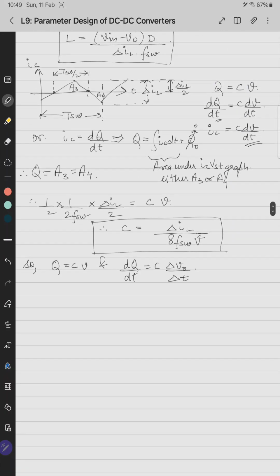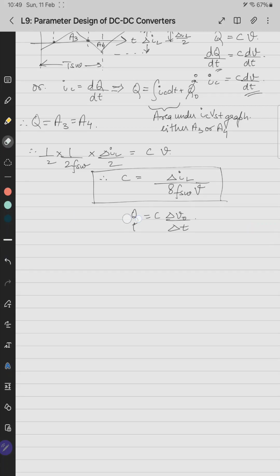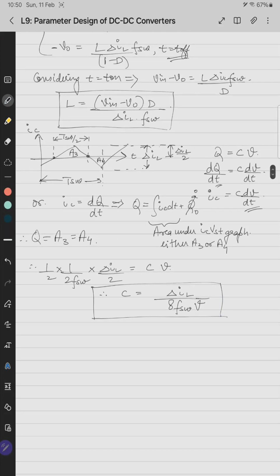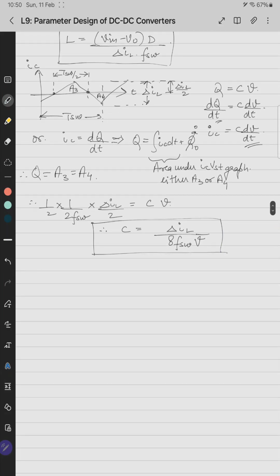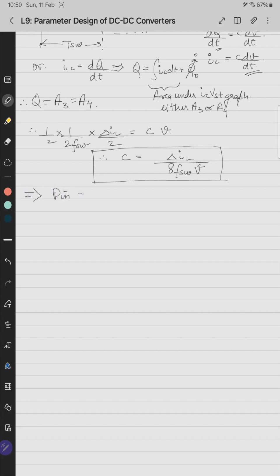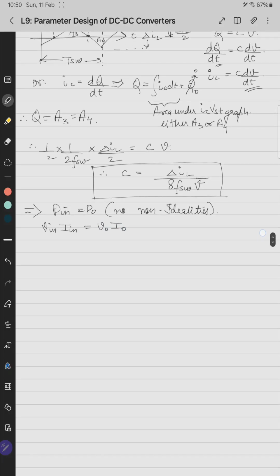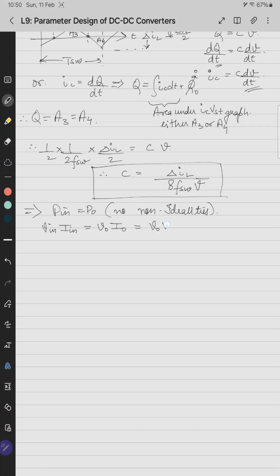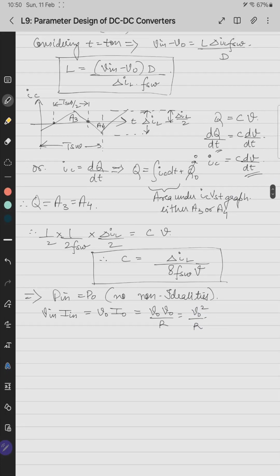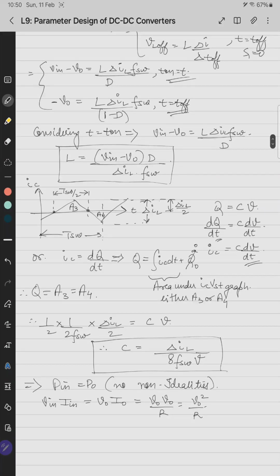So we have derived the inductance and the capacitance as a function of the plant parameters. Now let us derive some more relations. P in equals to P naught, that is no non-idealities. So what is P in? It is V in into I in, average values we have to write, equals to V naught into I naught. This we know. Output we can write as V naught into I naught. I naught is V naught by R. So it is V naught square by R, equals to P in into V in.